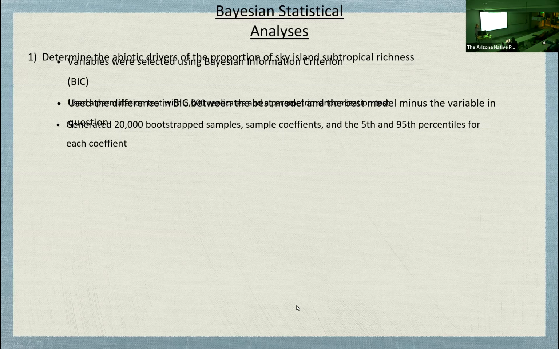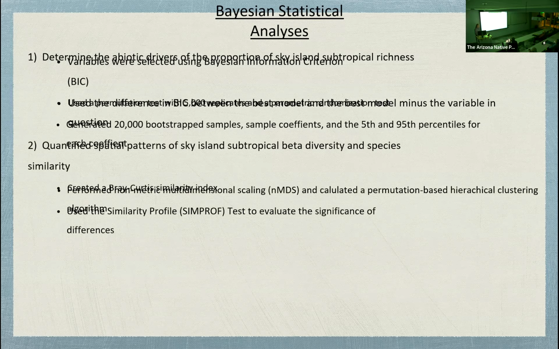So he used Bayesian information criteria, BIC, to select the variables, which is much more parsimonious than AIC, Akaike information criteria, which is more commonly used. He generated 20,000 bootstrap samples, sample coefficients, and selected the 5th and 95th percentiles for each coefficient. So that first part was basically the analysis done to determine the abiotic drivers of the proportion of how subtropical the area and the region was.